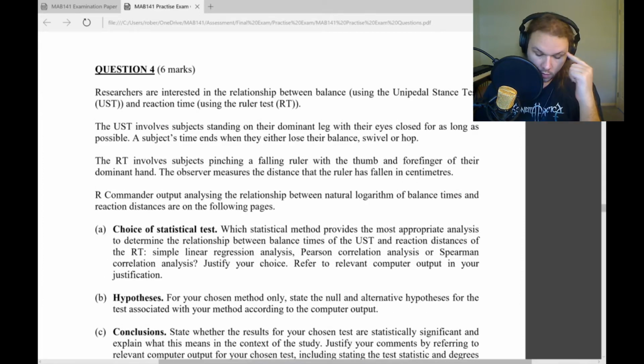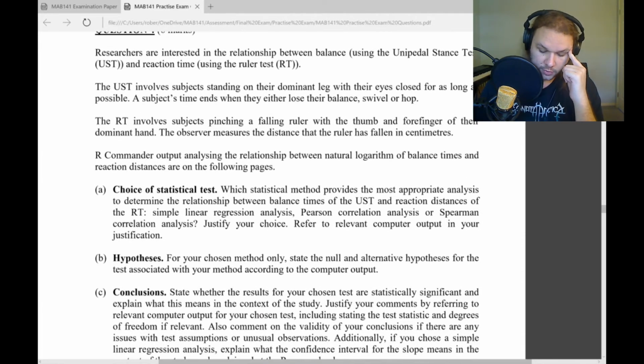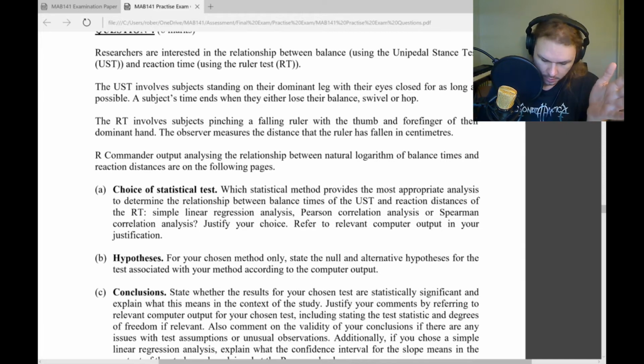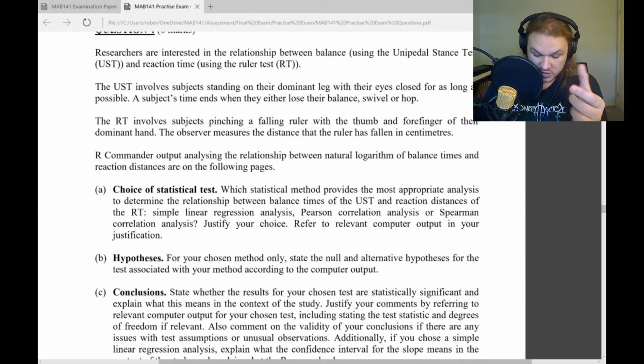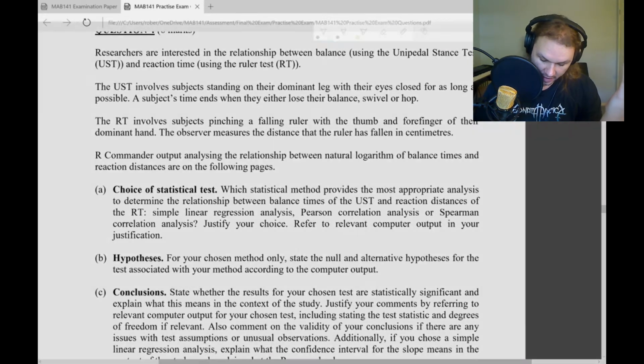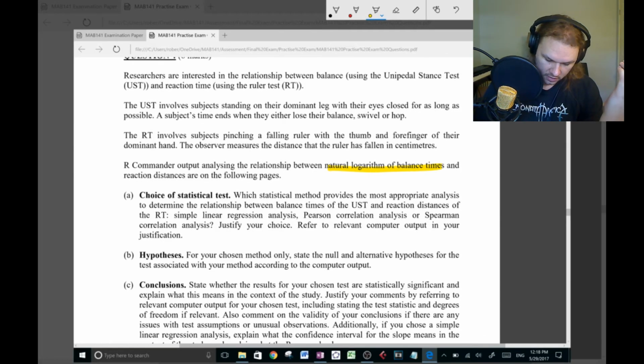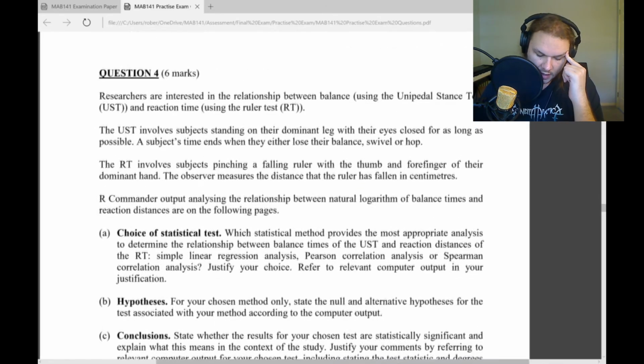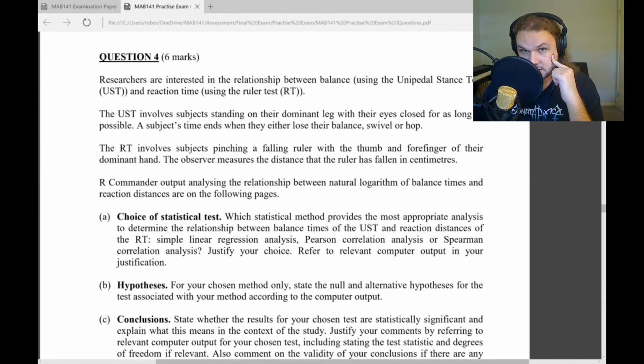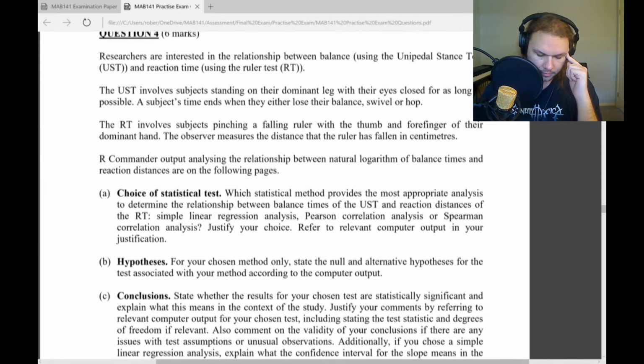Let's move on to question 4. Researchers are interested in the relationship between balance using the UST and reaction time. The UST involves subjects standing on their dominant leg, and so on. Reaction time involves subjects pinching a ruler with the thumb and forefinger. Same deal. We're looking at the natural logarithm of balance times, and we're looking at the reaction distances on the following pages. So this is question 4 based on Stat 6. This is the regression correlation question.